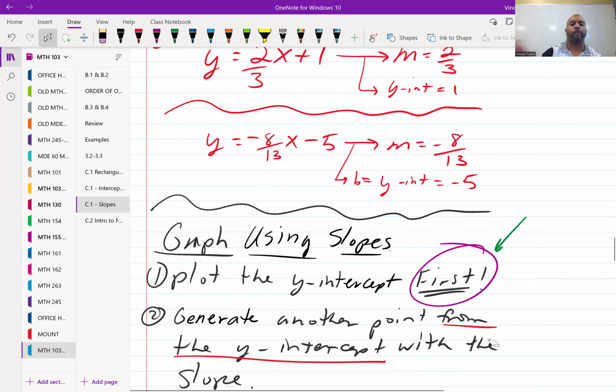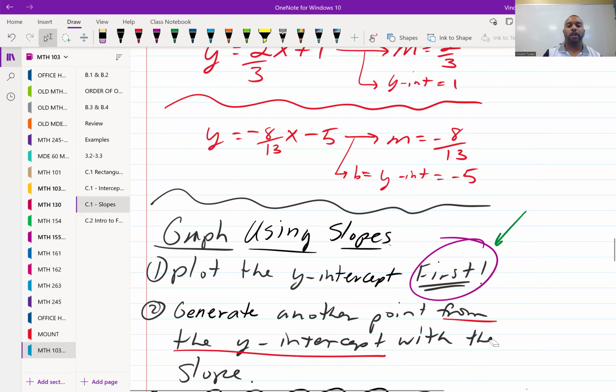All right, so here are directions to graph using slopes in two steps. First, you're going to plot the y-intercept. That's always your first move. You plot your y-intercept, and then you're going to generate another point from the y-intercept with the slope directions. So we're not going to take those slope directions, up 3, right 4, from the origin. We're going to come from that y-intercept to generate another point.